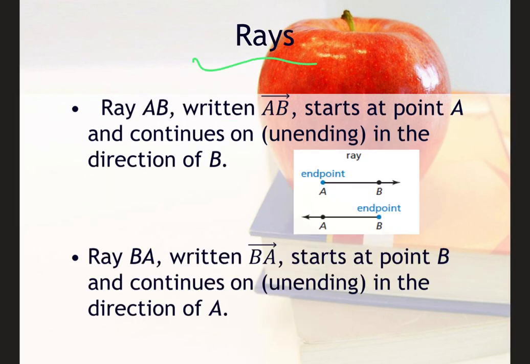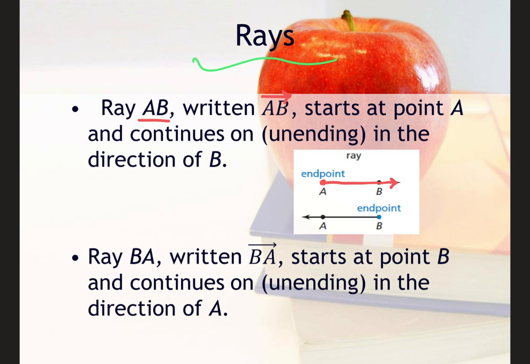And rays. A ray starts at one endpoint and continues on unending in the other direction. So if I call this ray AB, or write it with the ray over the top, notice that A gets the endpoint and B gets the arrow, then this means the endpoint is A and it continues on in the direction of B, but it will pass through B and continue on without ending.